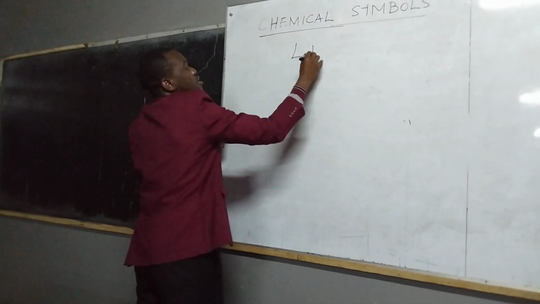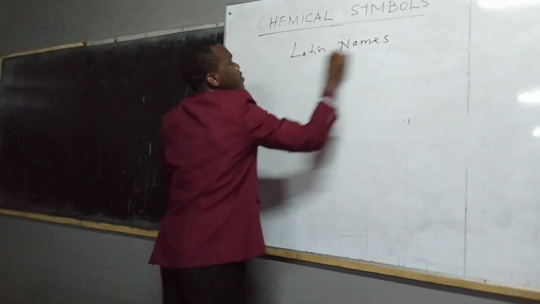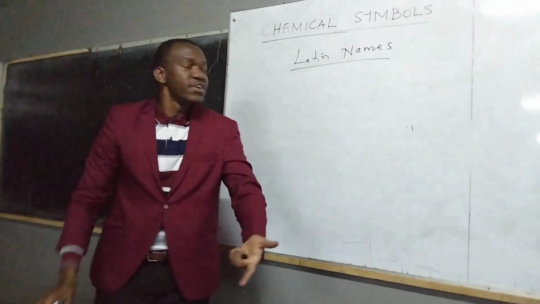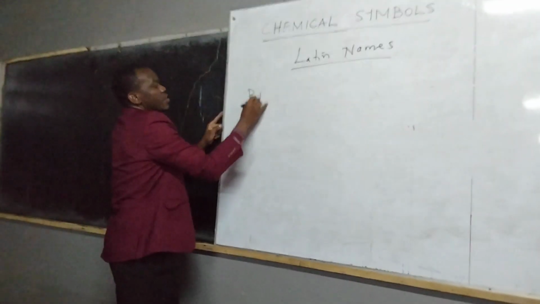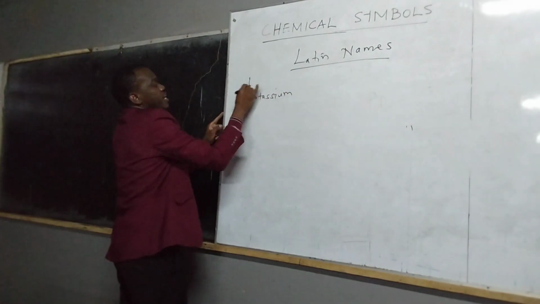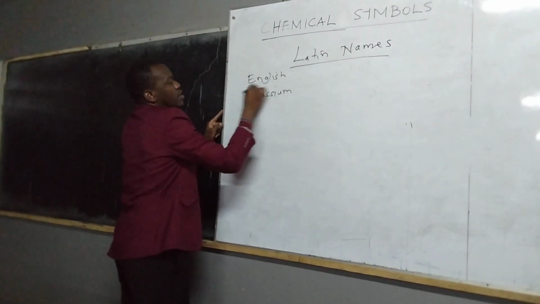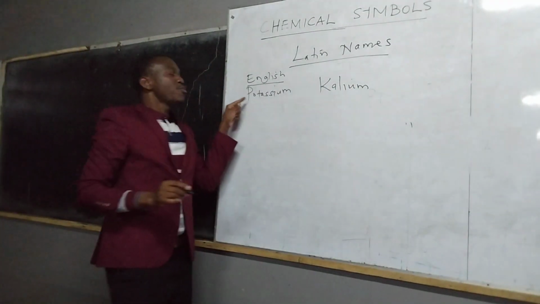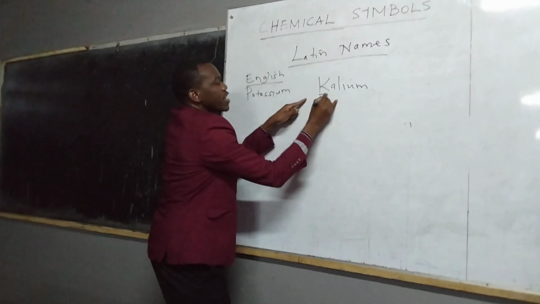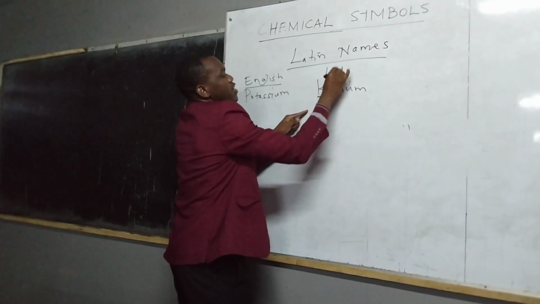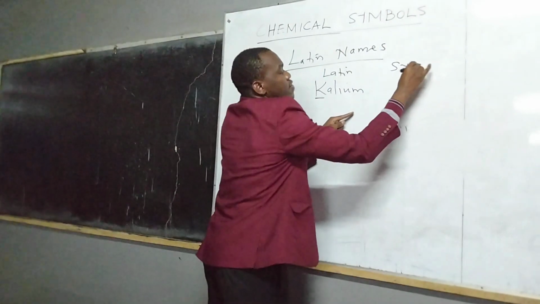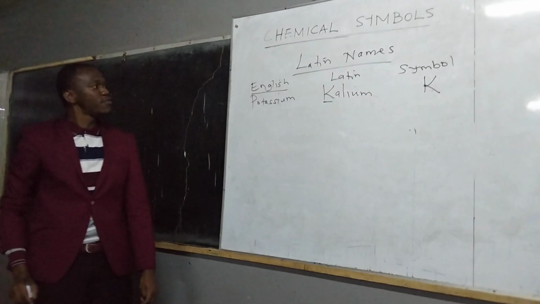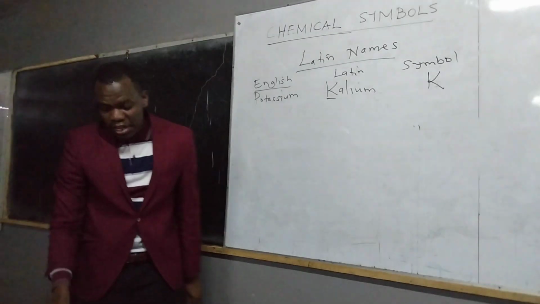For the Latin names, we are also going to look at where you extract the first letter of the Latin name, like potassium. Potassium is an English name, but the Latin name for potassium is kalium. And so we normally take the first letter, which is K, and that's the chemical symbol. So the chemical symbol for potassium is K.